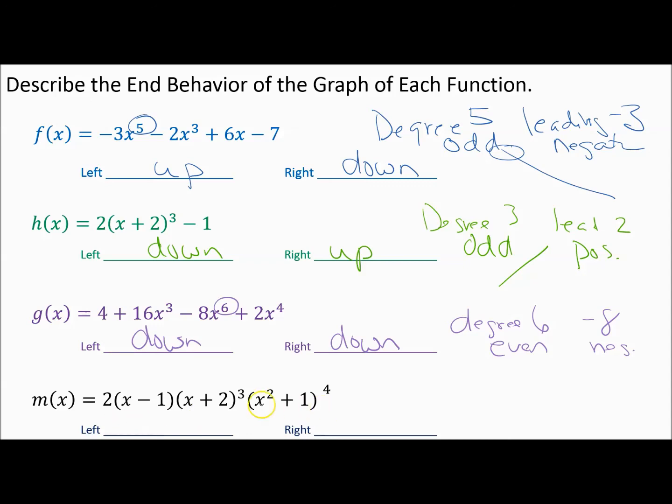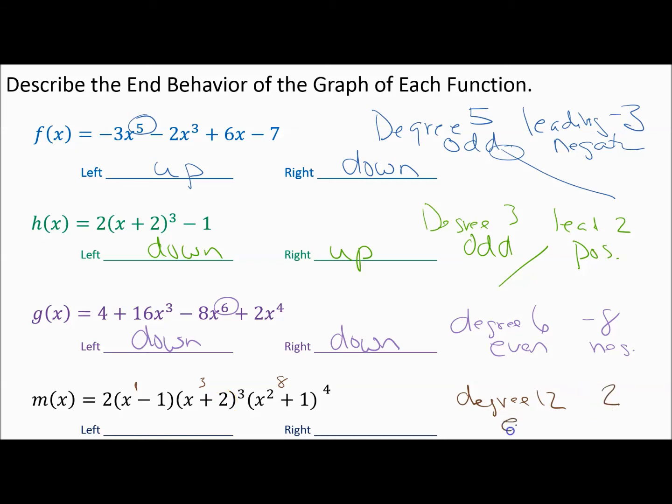All right, and then our last example. Remember, we expanded that in our minds earlier. We had an x to the first times an x to the third times an x to the eighth. And when you add those, because you're multiplying bases, you get a degree 12. So we did that previously in the video. And then if you distribute that 2, then your leading coefficient is going to be 2.